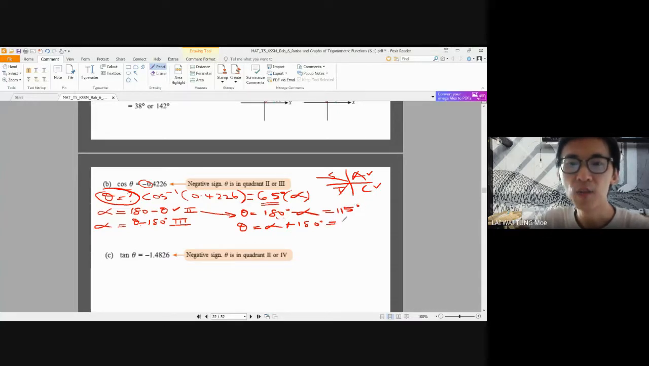And then the second one is 65 plus 180, 245. Am I right? Okay, so these are your answers. This one is in the second quadrant and this one is in the third quadrant.